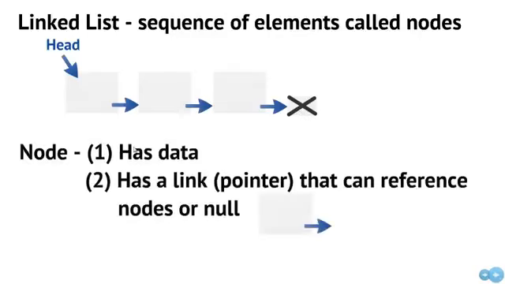And the nodes themselves have data. In our example, we just simply had a name, but we could certainly have a lot more data associated with each node. And not only does it have data associated with it, it has to have a link or a pointer that can reference other nodes, or it can reference the value of null.